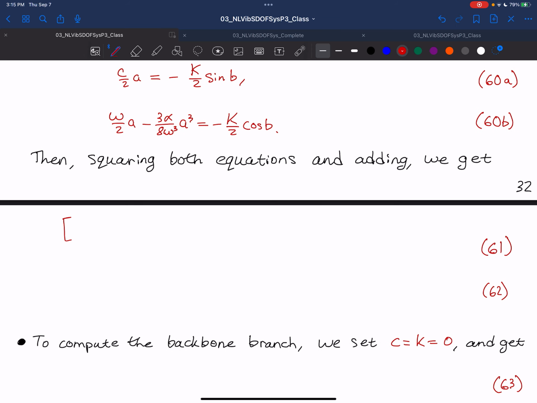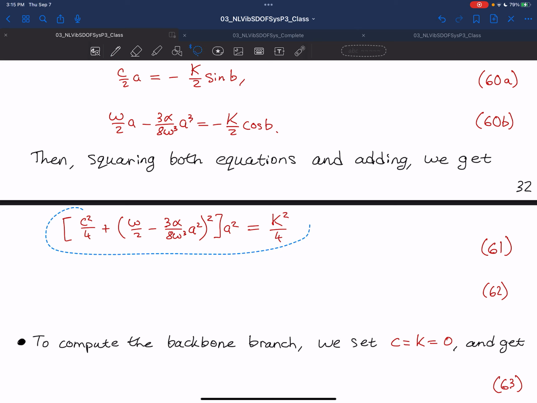We'll have c squared over 4 plus the quantity omega over 2 minus 3 alpha over 8 omega cubed times a squared. That quantity squared, and everything in the square brackets multiplied by a squared. And then this is equal to k squared over 4. I'm just going to move this equation down.